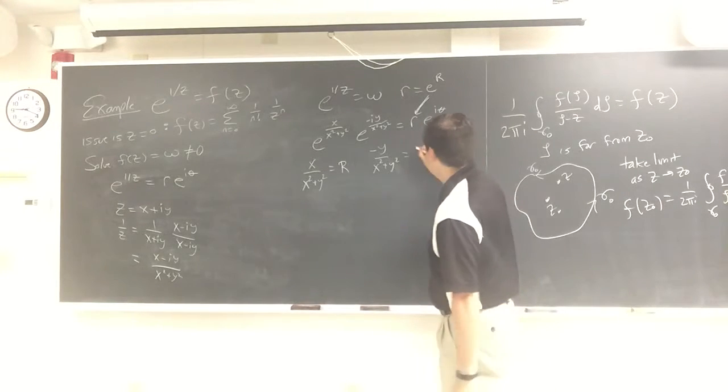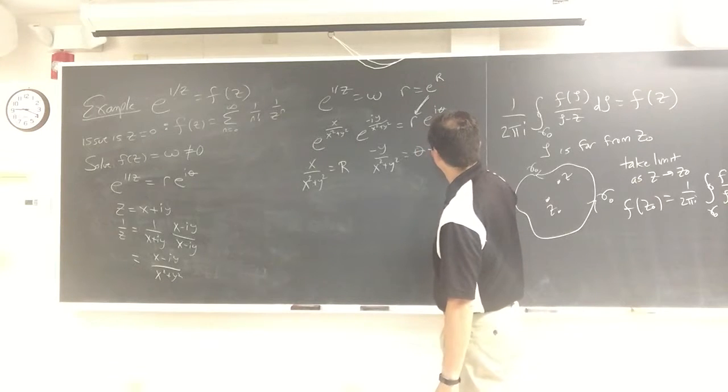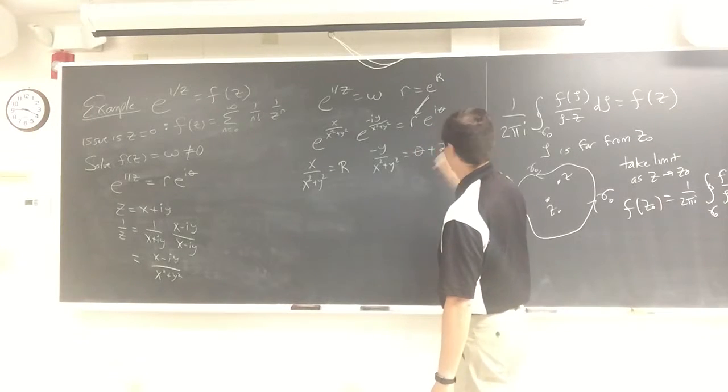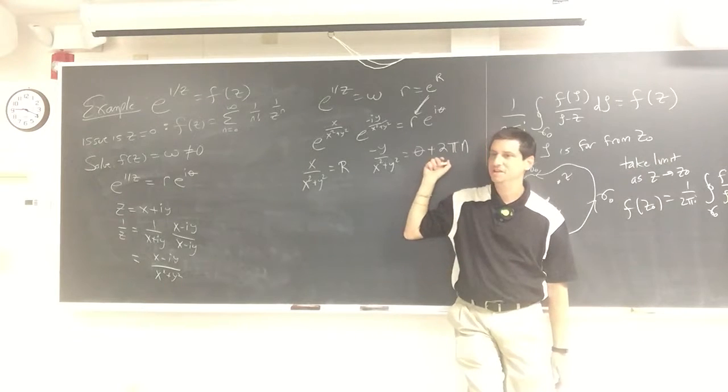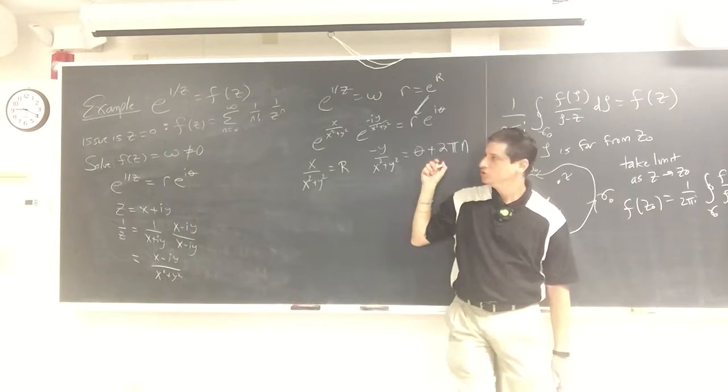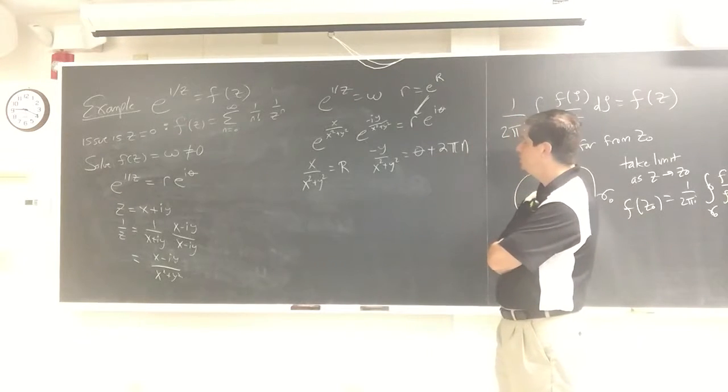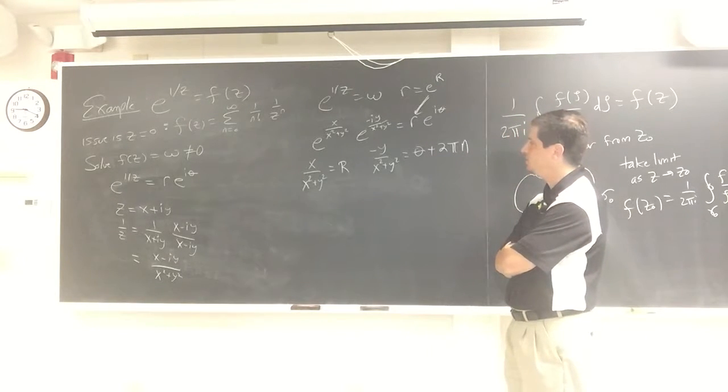Theta. Theta plus 2 pi n. We have infinitely many choices of theta that will work. Right? So now how would I solve this? And what do you think happens as n gets larger? What do you think that does to the x's and the y's?